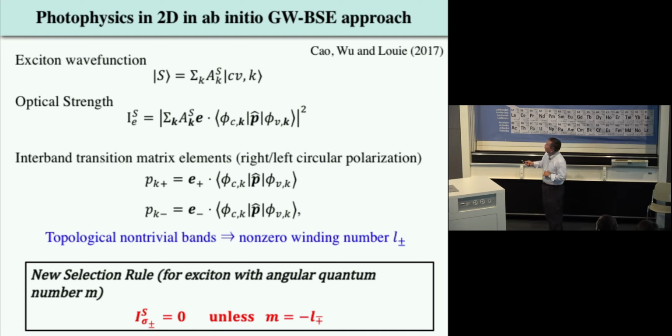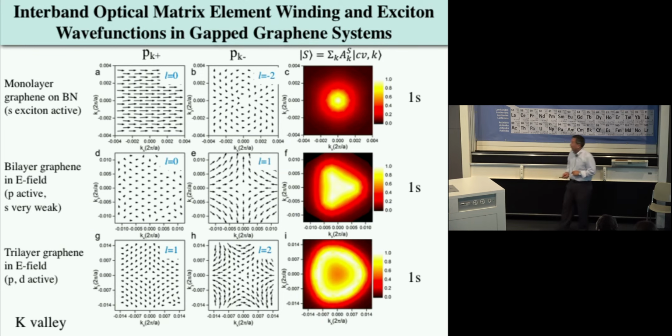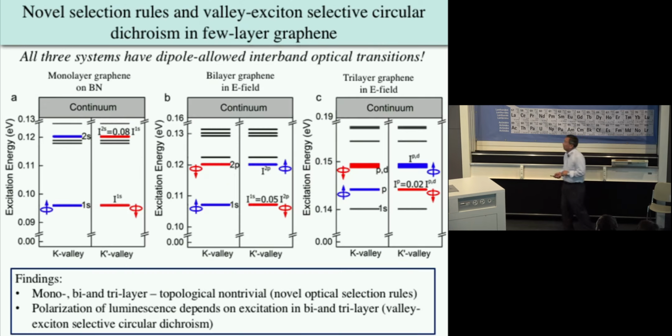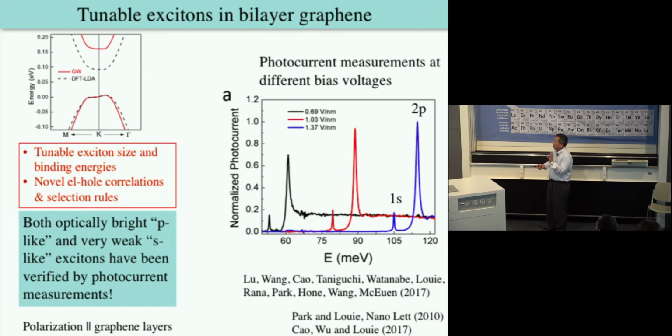Here is bilayer graphene in an electric field. It's a semiconductor. The pseudospin of the electron goes like that. What we find is that you could have a new set of selection rules. You will have zero optical transition unless the angular momentum quantum number of the exciton is equal to the winding number of the interband transition matrix elements. And that leads to some very interesting physics.